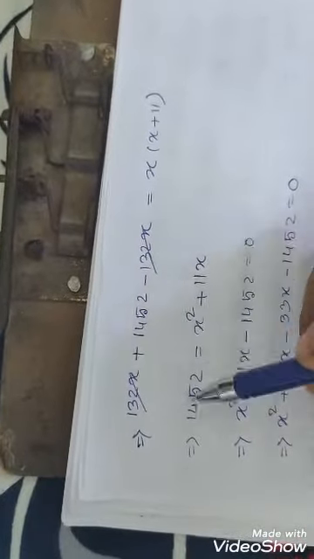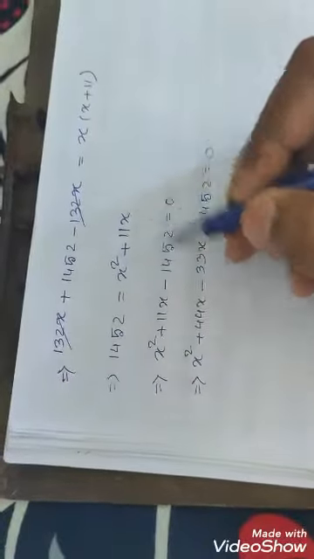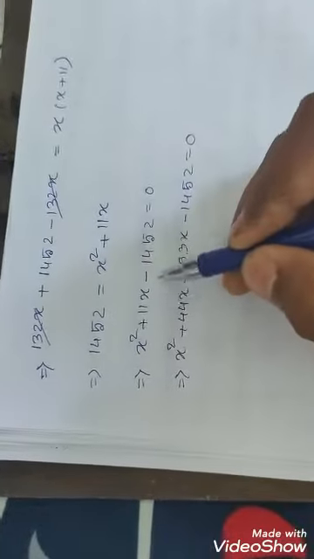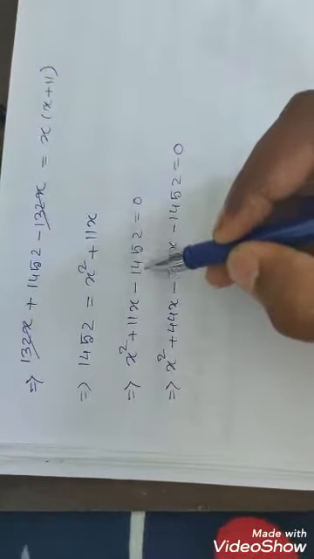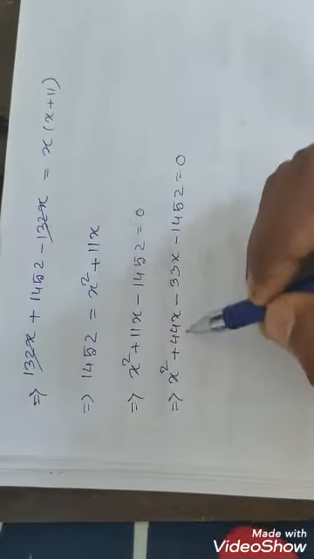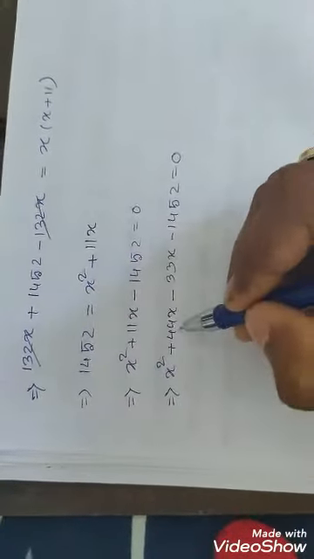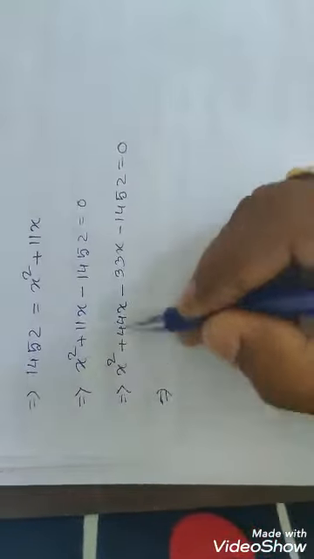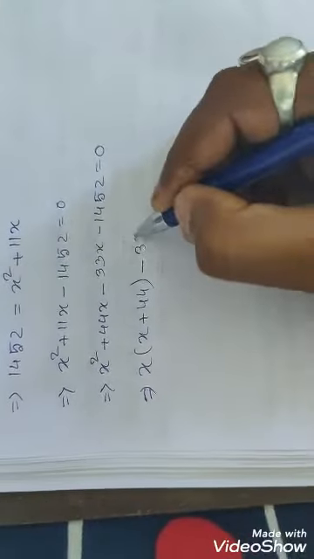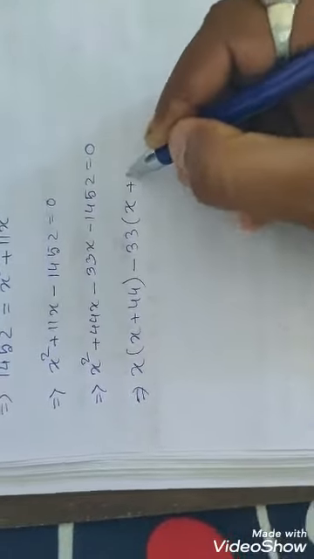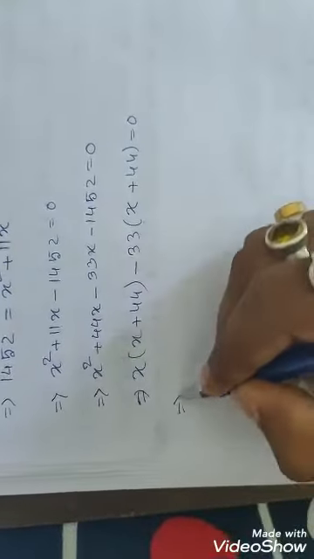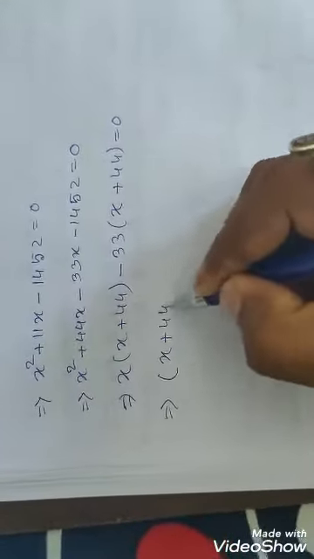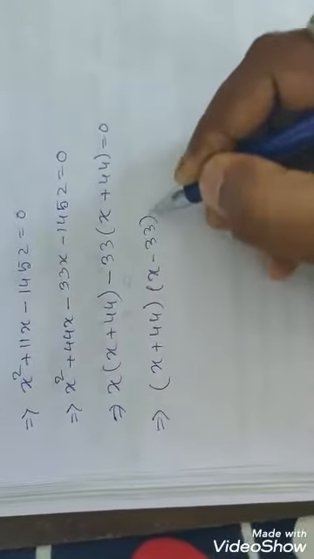So finally, on the left hand side you will get 1452, and on the right hand side x square plus 11x. Now rearrange this: x square plus 11x minus 1452 equal to 0. Now we factorize 1452, and finally I find 44 and 33. If you subtract 33 from 44, you will get plus 11. So from these two terms you take x common, you get x plus 44, and from the other two terms you take 33 common, you get x plus 44. Finally you get x plus 44 and x minus 33 equal to 0.